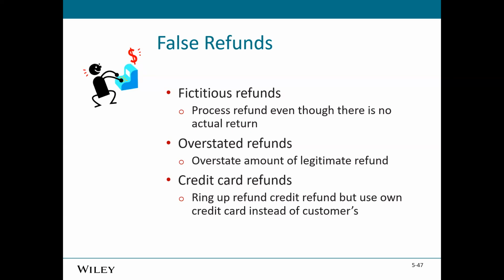We could also overstate refunds. So maybe someone brought in their jeans and they had bought 5 items and they're bringing 1 item back. We could say that they're refunding the whole thing, only pay them back for the jeans, and then keep the rest. Similarly, credit card refunds, we could ring up the credit card refund, but then put it back onto our own personal card instead of putting it onto the customer's card. Any of these would be false refunds.